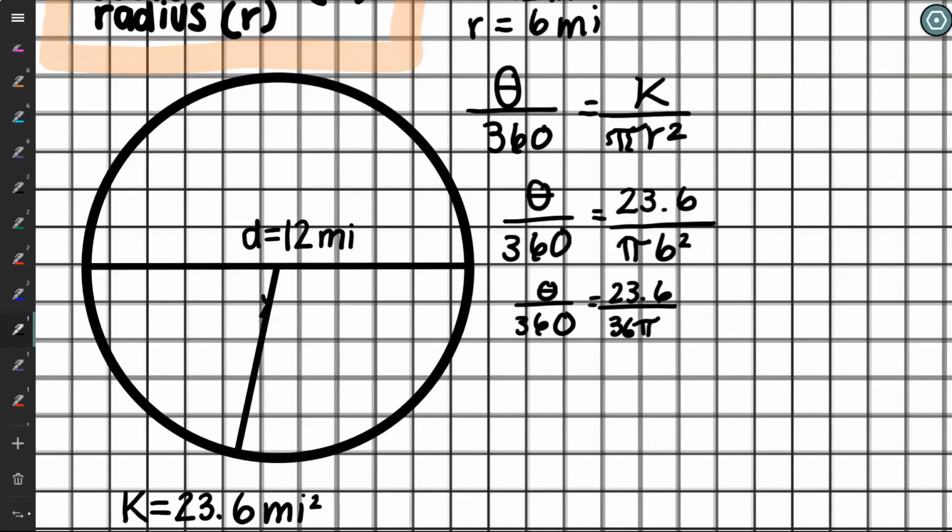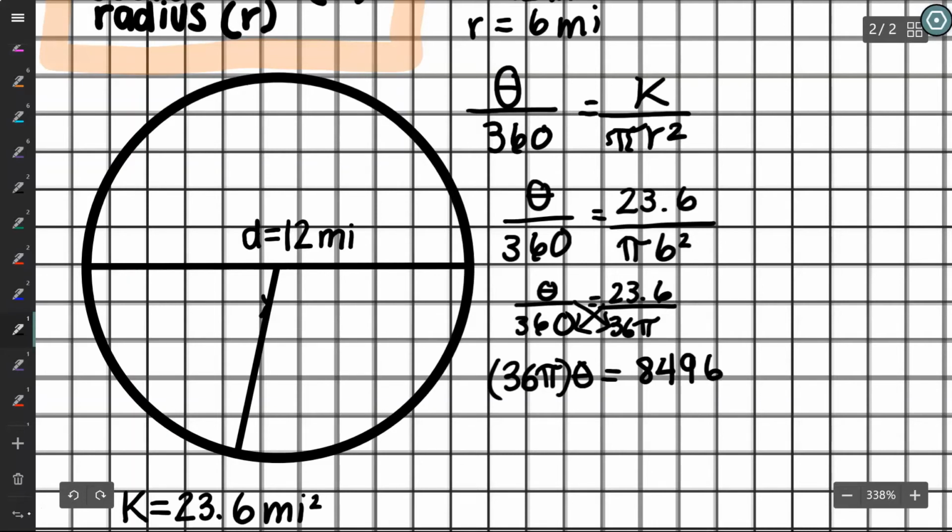So here I'm going to have 36 pi times theta equals 360 times 23.6, which gives me 8,496. My last step is going to be to divide by 36 pi. Notice that I'm leaving it in parentheses. When you put this in your calculator, it is very, very important that you put this denominator in parentheses or you won't get an accurate answer.